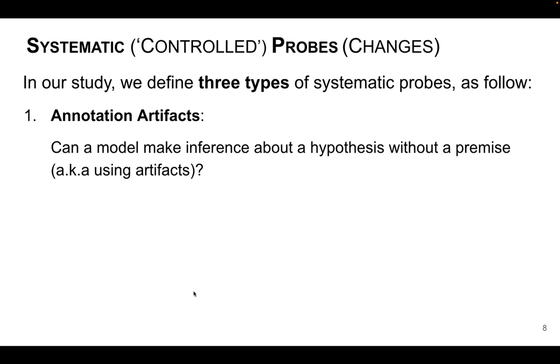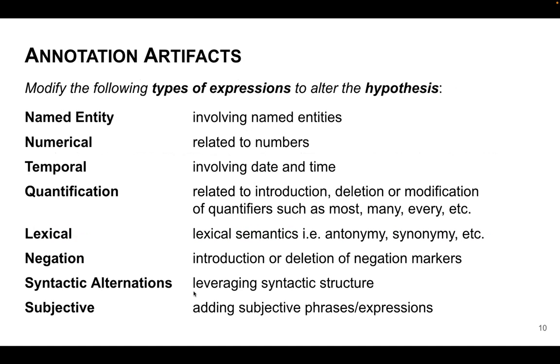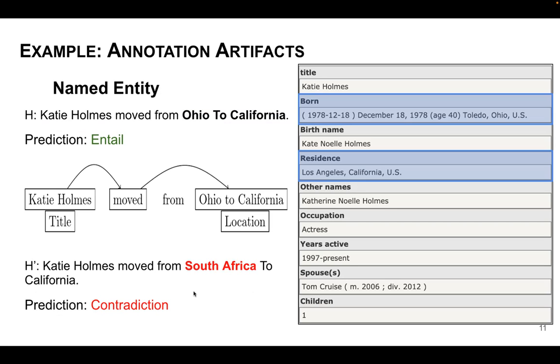Now we have three types of systematic probes which we study. First is annotation artifact. In this we try to answer the question: can a model make inference about a hypothesis without a premise, that is, using artifacts? We studied various types of expressions to alter the hypothesis, namely named entity, numerical, temporal, quantification, lexical, negation, syntactic alternation, and subjective. Let's dive into an example of named entity. For others, please refer to the paper.